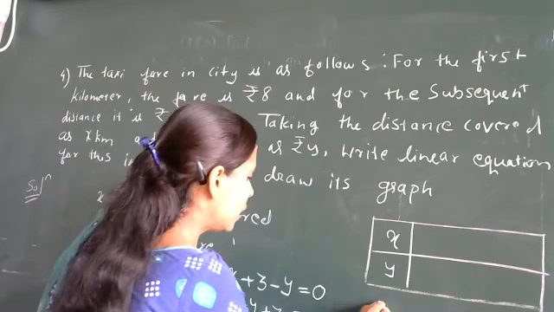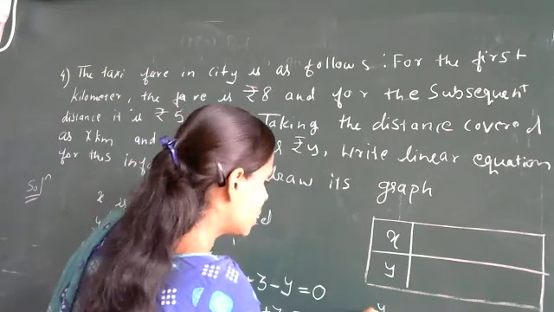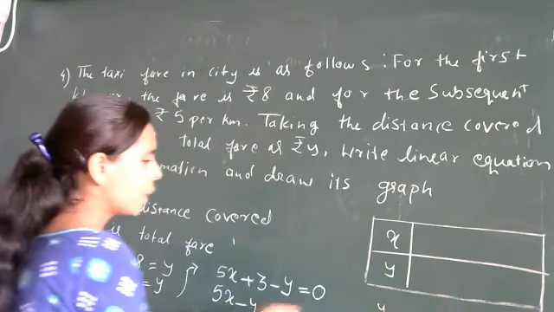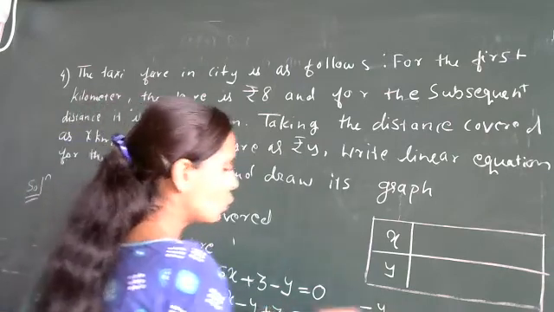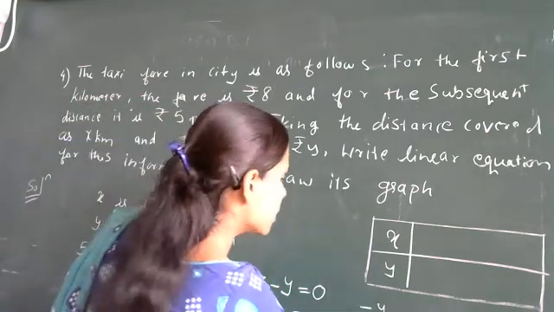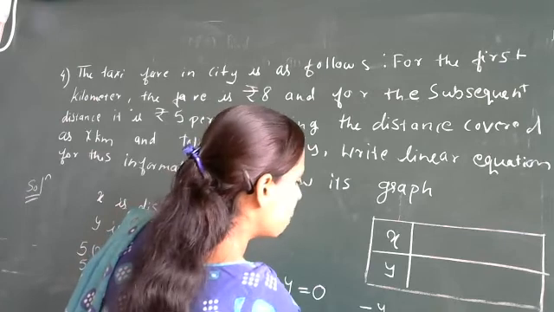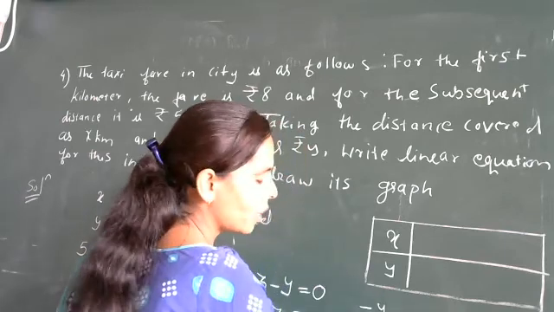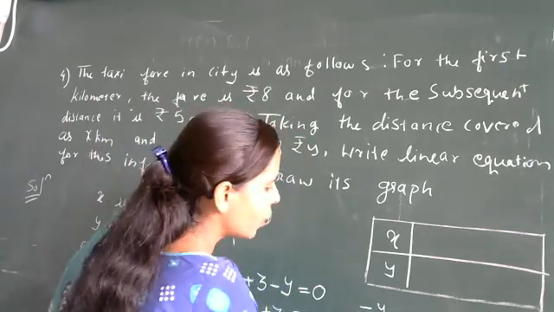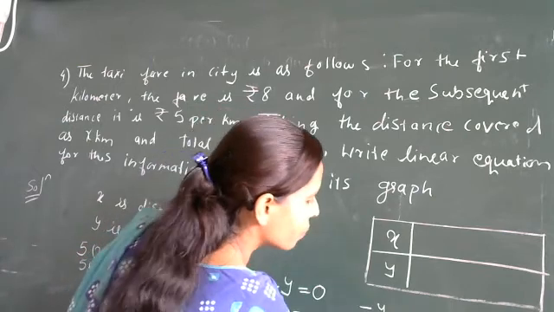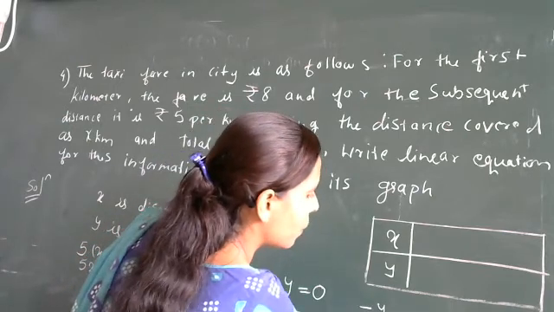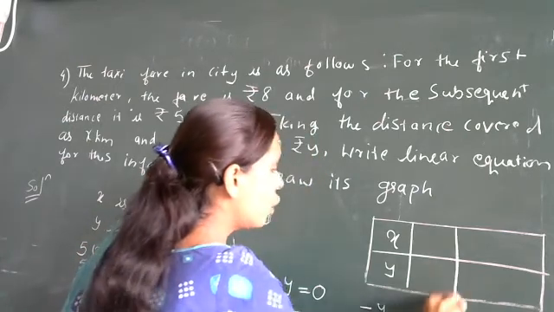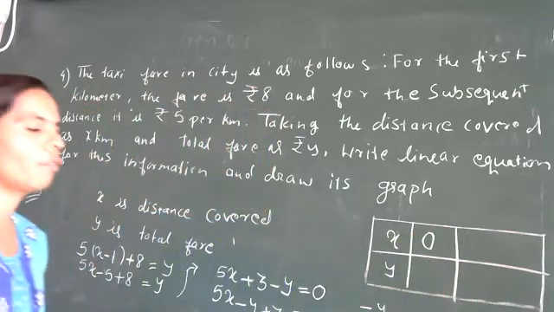See here, take that equation y is equal to. So here we are having minus y. Shift these two values on the other side. You will get it as minus 5x minus 3. We are having all minus signs here. You can cancel them. So it will be y is equal to what? 5x plus 3. Now when you put the value of x as 0, what will be the value of y?